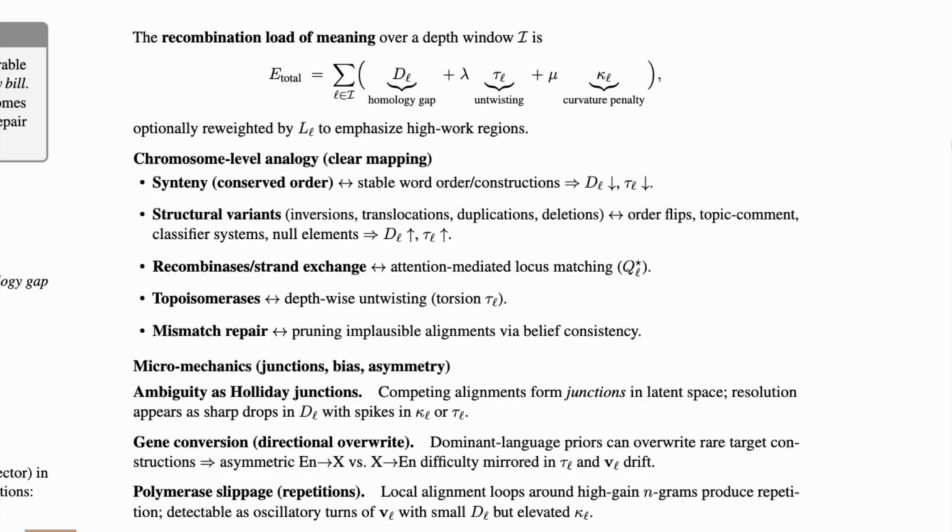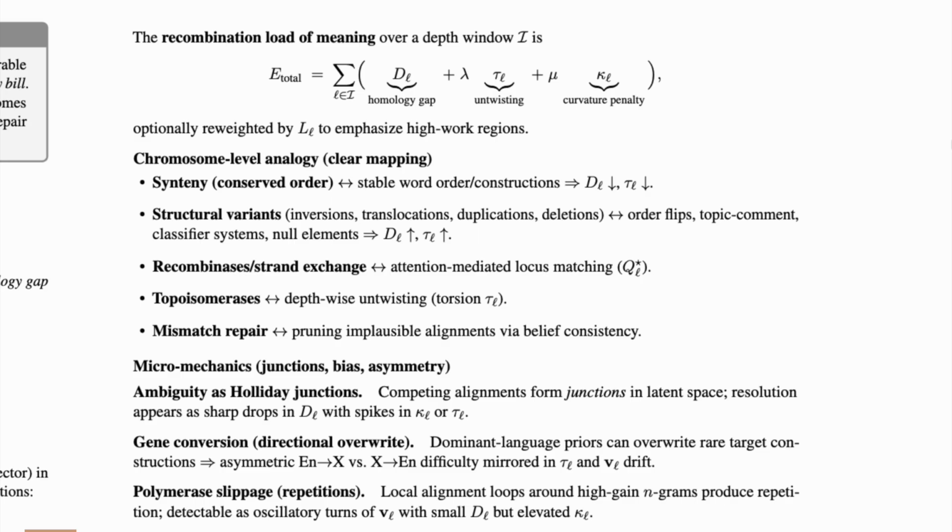Let's understand the biology to ML mapping. When the two semantic chromosomes are syntenic, meaning word order and constructions are stable, both d sub L and tau sub L stay low. Structural variants such as inversions, translocations, duplications, and deletions appear as order flips, topic-comment structures, classifier systems, or null elements, and both distance and untwisting costs rise. Strand exchange corresponds to attention creating locus matches. Topoisomerase-like action is the depth-wise untwisting captured by tau sub L. Mismatch repair is pruning implausible alignments using belief consistency.